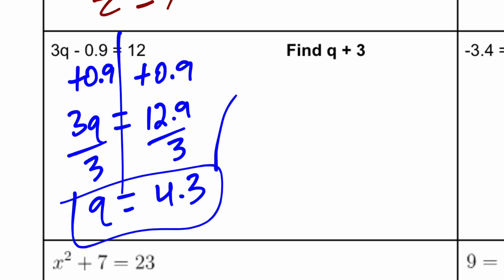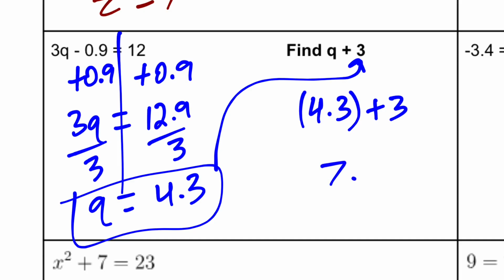They asked as a bonus to find q plus 3. Sometimes the SAT asks questions like this. So if you plug in 4.3, the answer is going to be 7.3.